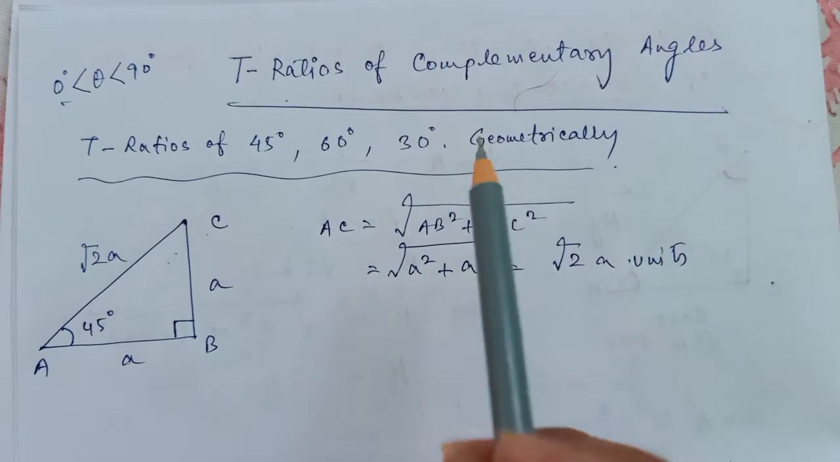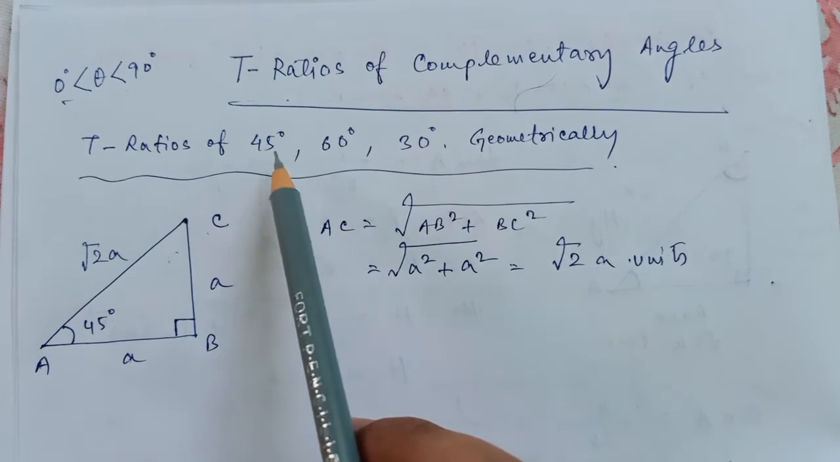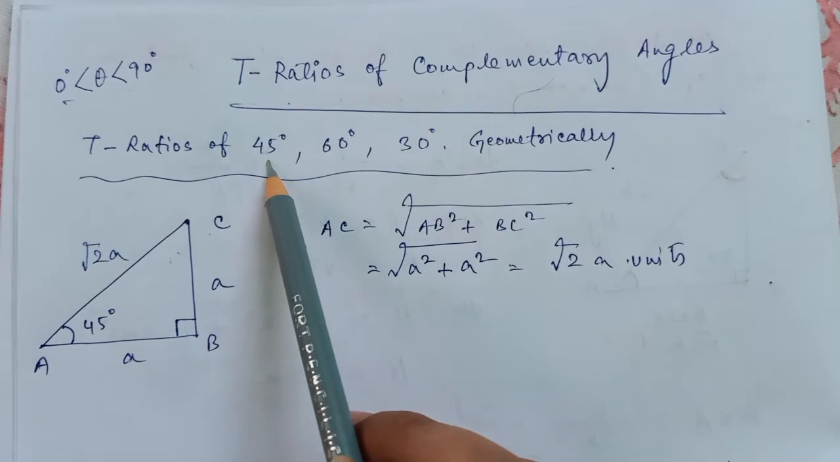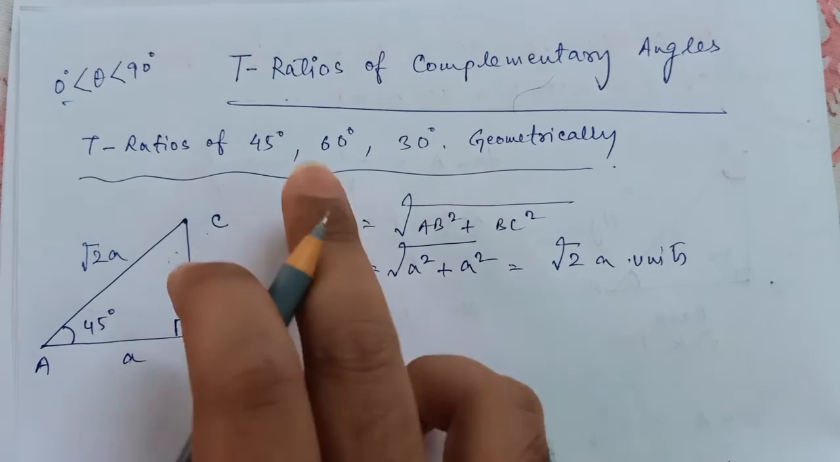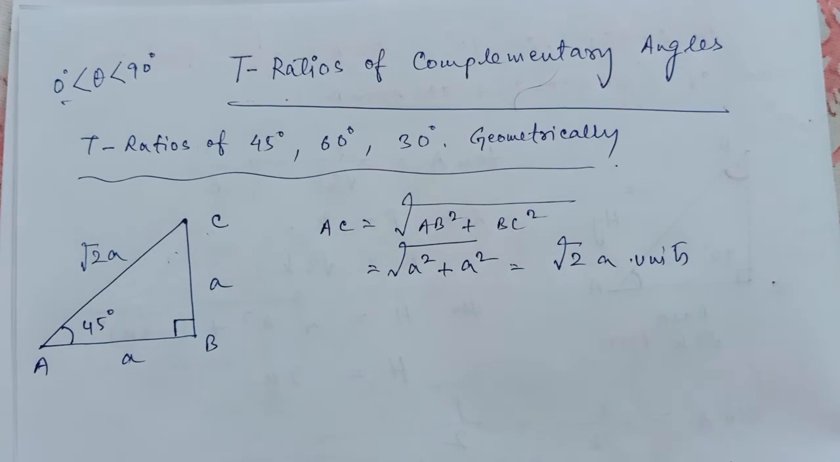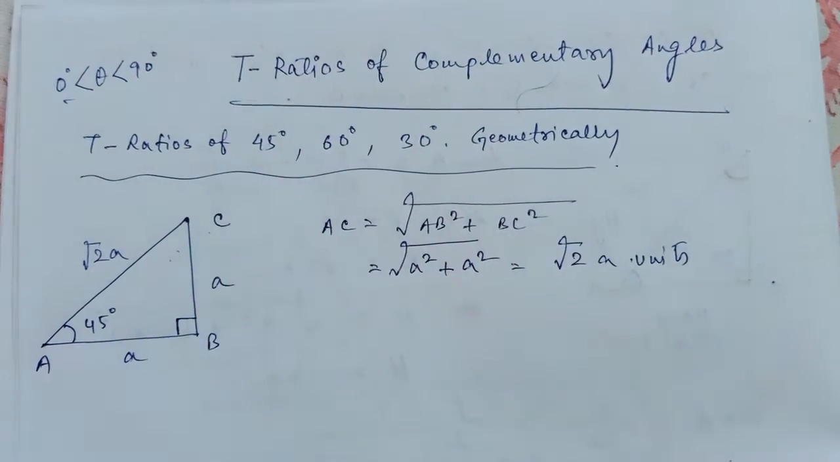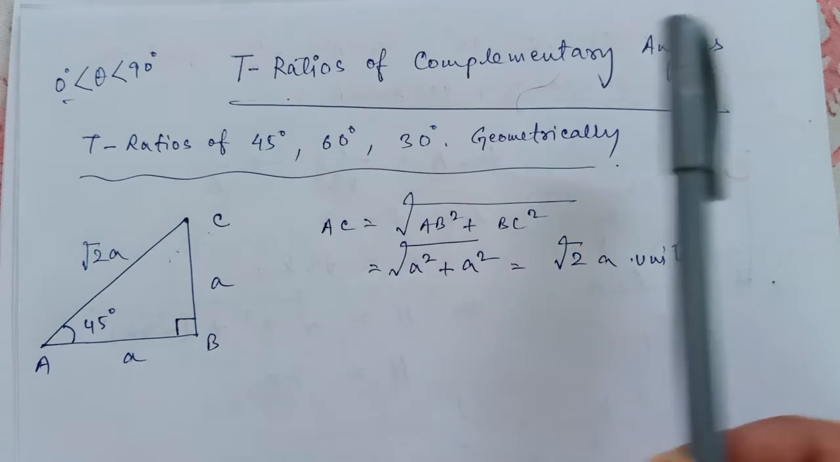So first we will derive the value of the trigonometric ratios for 45 degree, 60 degree and 30 degree. Then we shall learn how to solve problems if we are getting any other angle which is less than 90. So first we shall know how to derive these values of 45, 60 and 30 degree.